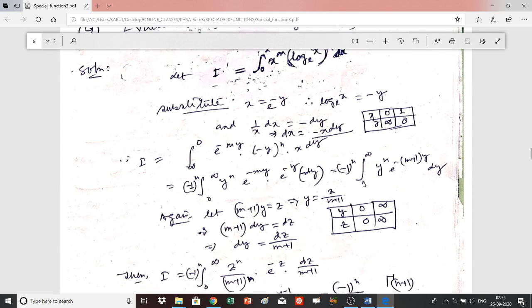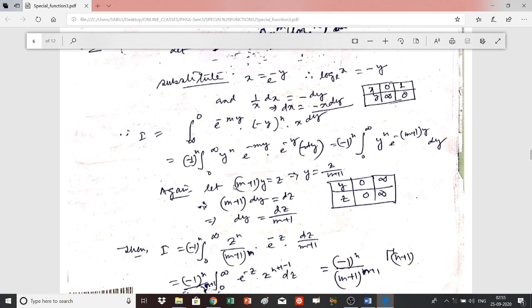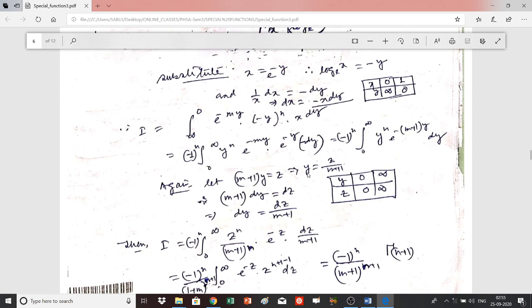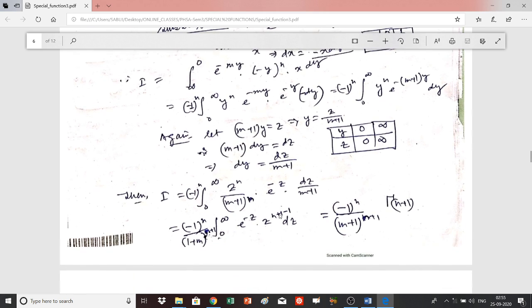So now to compute this integral, just consider m plus 1 times y is equal to z once again. So y is equal to z by m plus 1. Once again you have to change the limits of integration, and you can easily find from this relation that when y is 0, z is 0, and when y is infinity, z is infinity, and from this relation dy is equal to dz by m plus 1. Now just substitute these values.